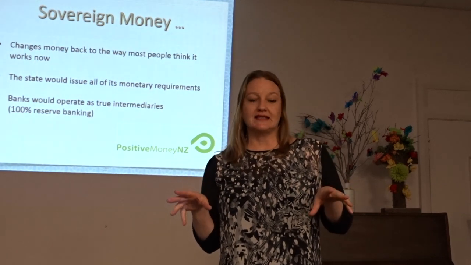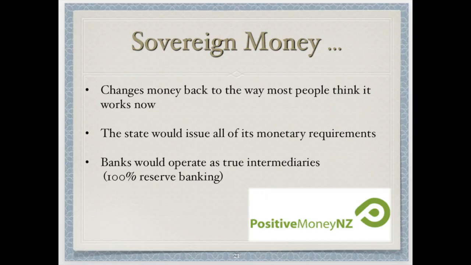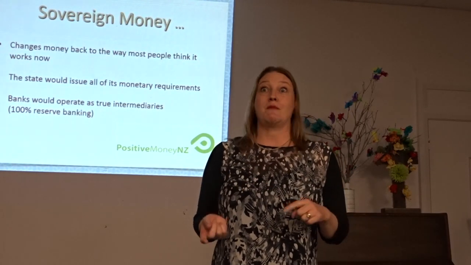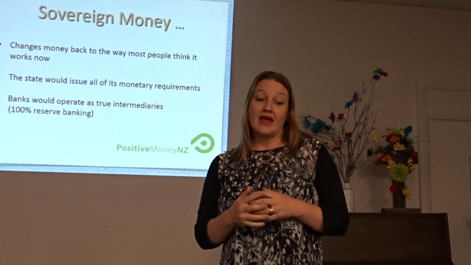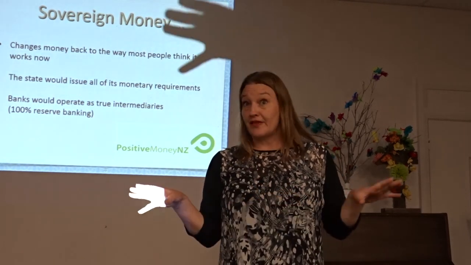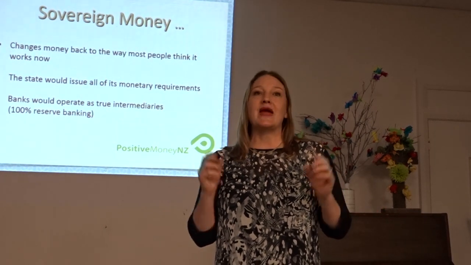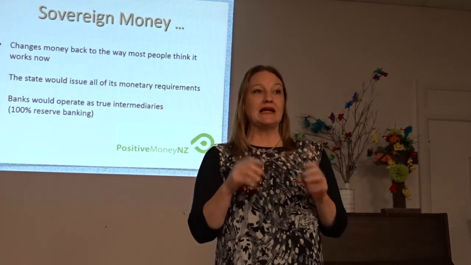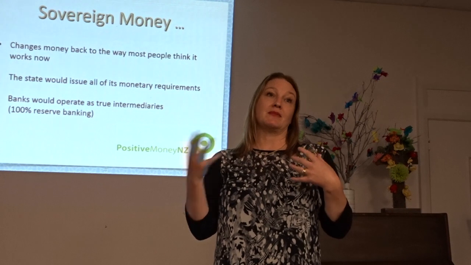A sovereign money system changes money back to the way most people think it works now. Actually, most people think that the Reserve Bank or our government is in charge of our money supply. Who would have thought it had been subcontracted out to private profit-seeking businesses? Studies have shown most people don't realise this. So I want people to think of it as we're just changing it back to the way most people think it works. And that is the state would issue all of the monetary requirements we have, and banks would be needed, and they would be genuine, true intermediaries. They would lend out money they've got, and they'd be a middleman.